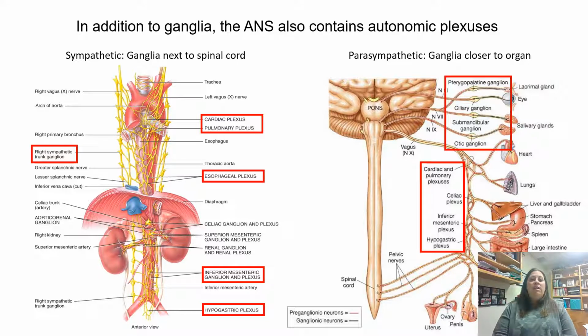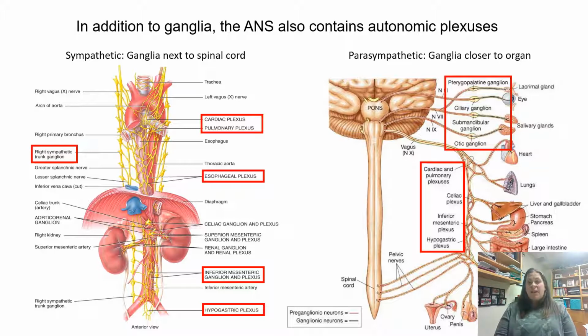Now, in addition to the ganglia, the autonomic nervous system also contains some autonomic plexuses. These are clusters of nerves that talk to certain areas. You'll notice that the sympathetic ganglia are next to the actual spinal cord, so they're closer to the spinal cord. You can see the cardiac plexus, pulmonary, esophageal, right sympathetic trunk ganglion, inferior mesenteric, that sort of thing, but you'll notice that all of them are located close to the spinal cord.